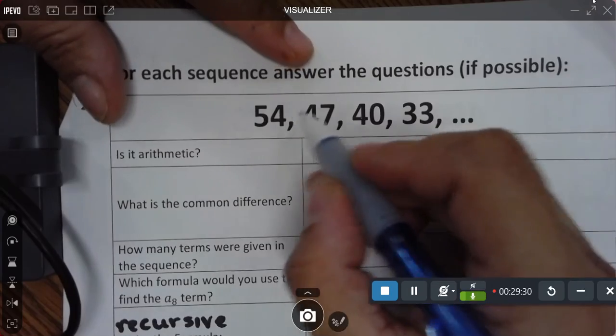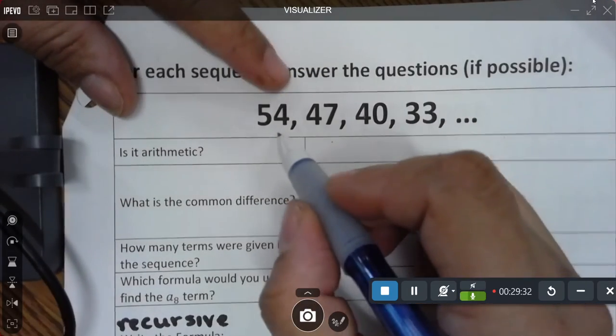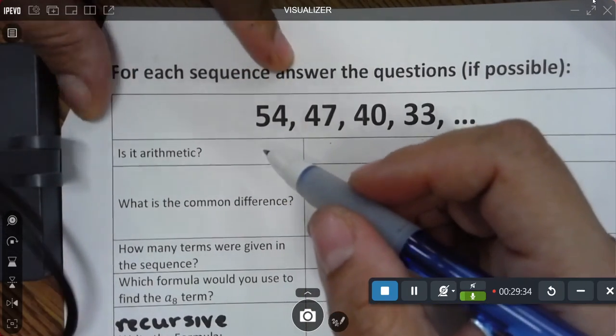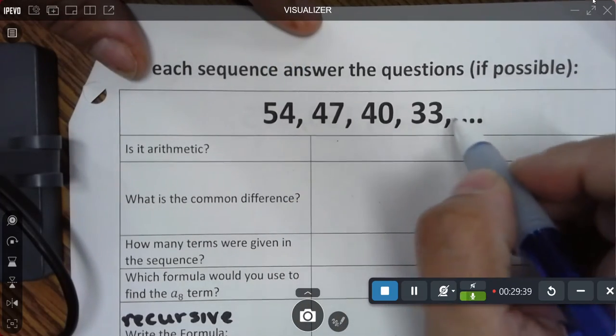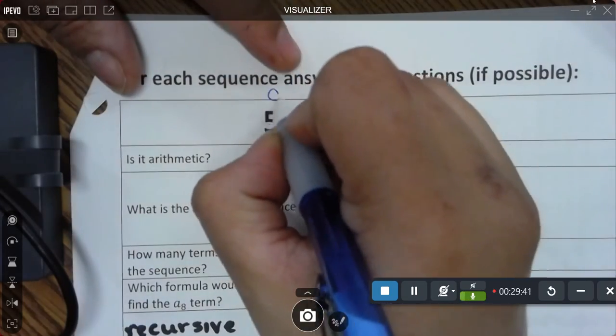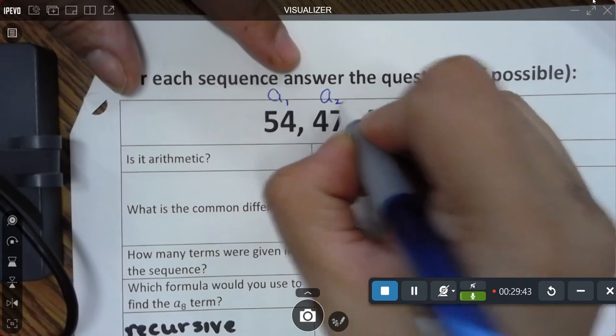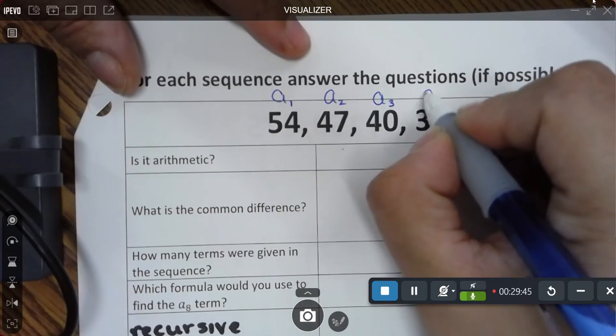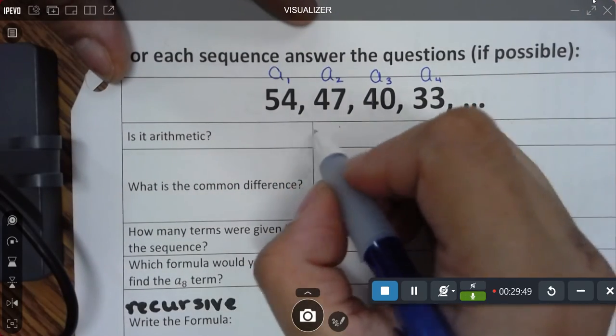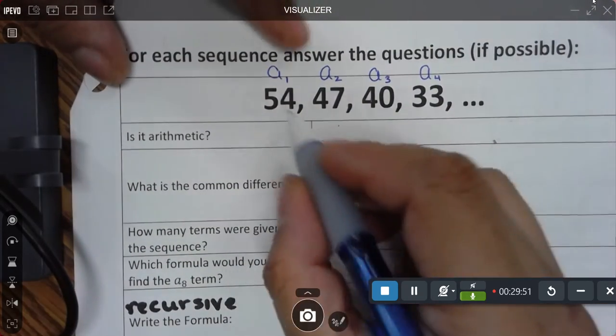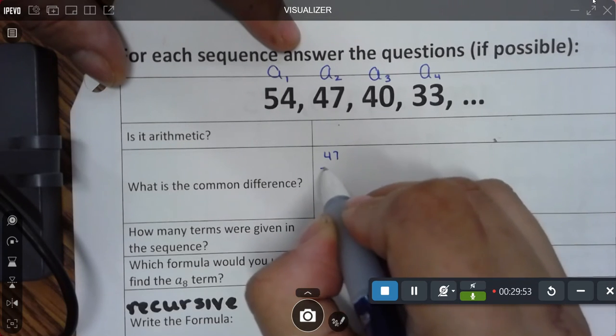All right, these are the terms that they give us. You're going to have to take initiative here if you want to make sure that you did get today's lesson, okay? This is the sequence. So this is a sub 1, a sub 2, a sub 3, a sub 4. All right, is it arithmetic? We got to check that common difference.